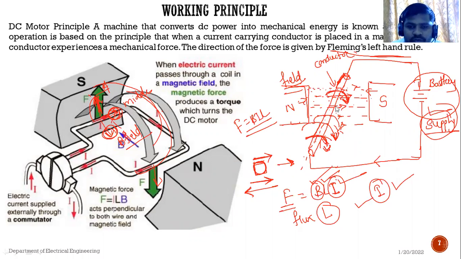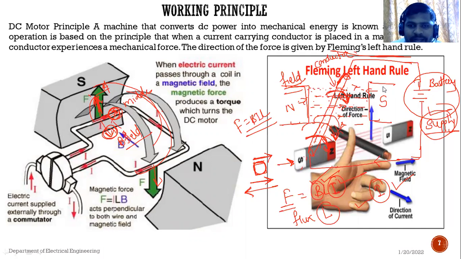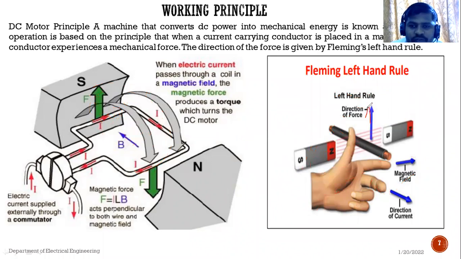Okay. So again here the left hand rule is shown. इथं left hand rule दाखवलेला आहे बघा. See the direction of force, magnetic field and the direction of current. Current ची direction, magnetic field ची direction and the direction of force. So this is Fleming's left hand rule.